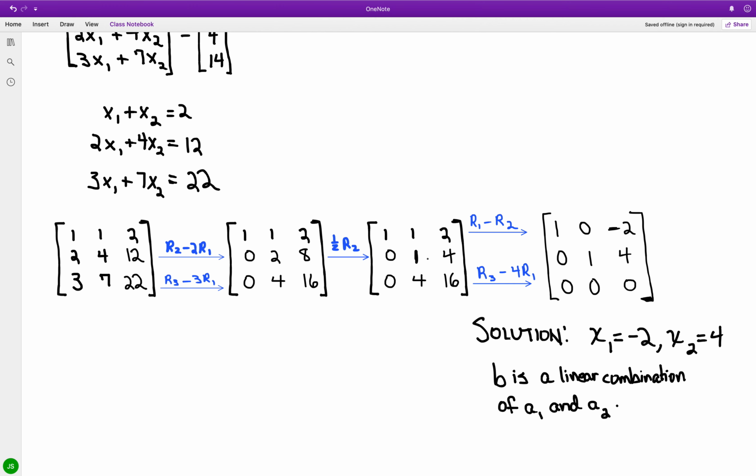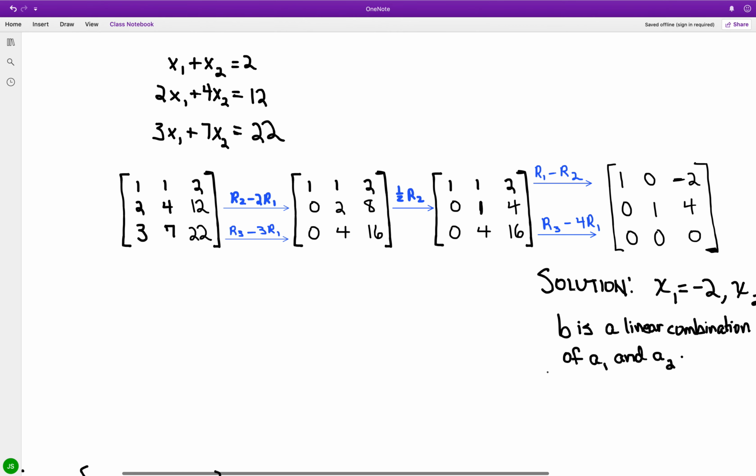And if I make this 1 as the only non-zero value in the second column, I'm going to change this 1 at the top and the 4 at the bottom, both of them to 0. So I'm going to follow through with R1 minus R2, as well as R3 minus 4 times R2. So I come out to 1, 0, negative 2, 0, 1, 4, and we have 0, 0, and 0, and we have 0 is equal to 0. And for the top, I have x1 is equal to -2, and x2 is equal to 4. And we have that b is indeed a linear combination of a1 and a2.